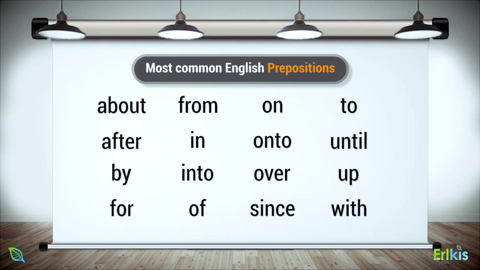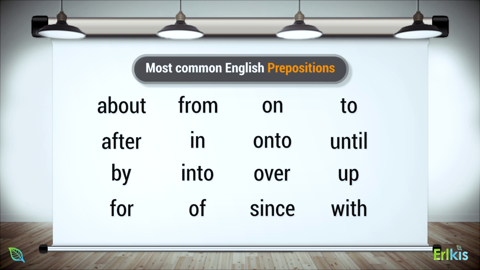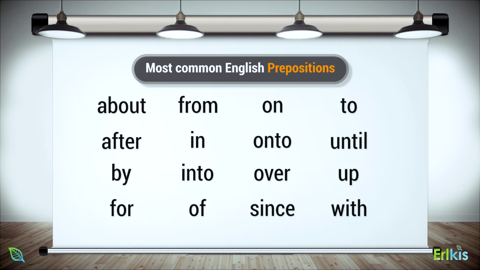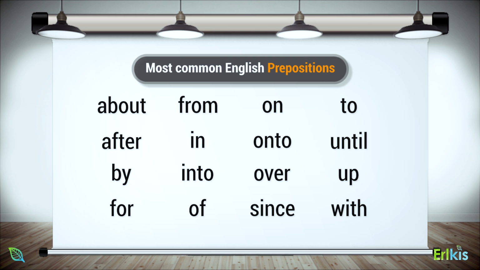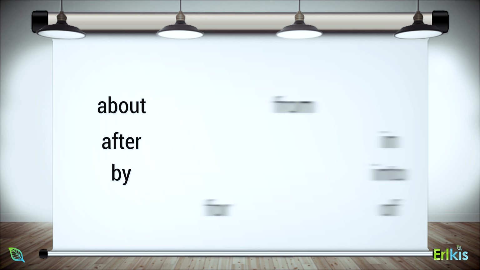There are well over 90 one-word prepositions in English. And so these examples are just the tip of the iceberg. However, all of these words are the most common. Here are some examples using just 4 prepositions out of that list.